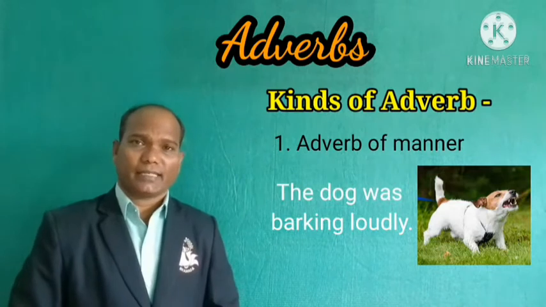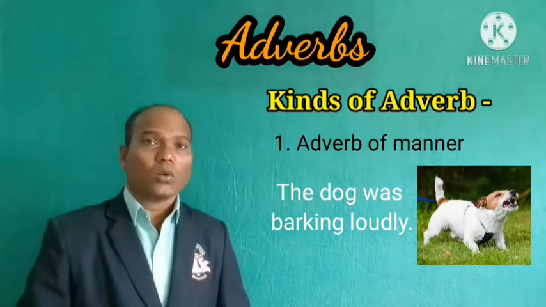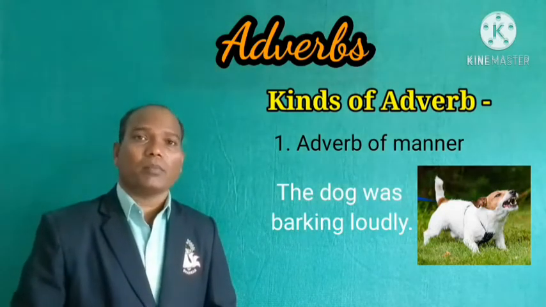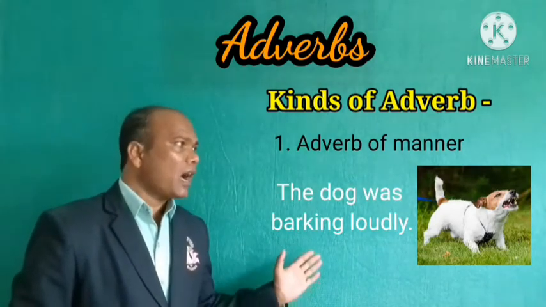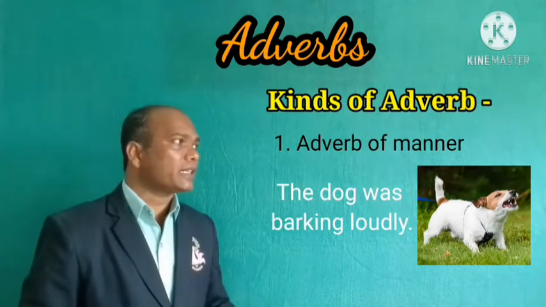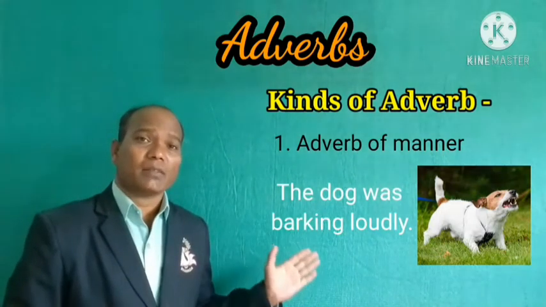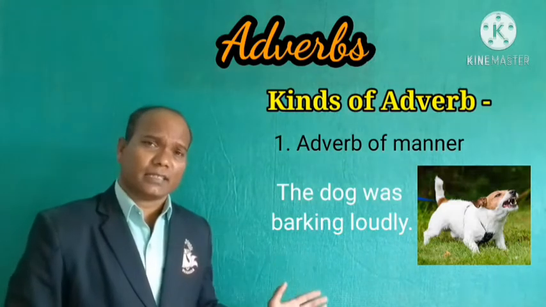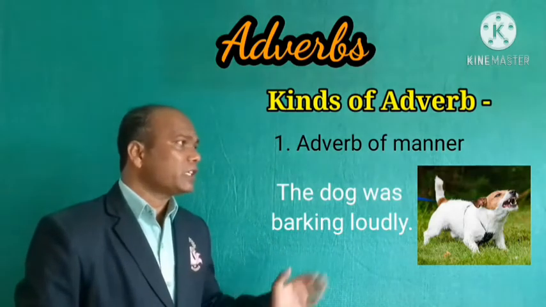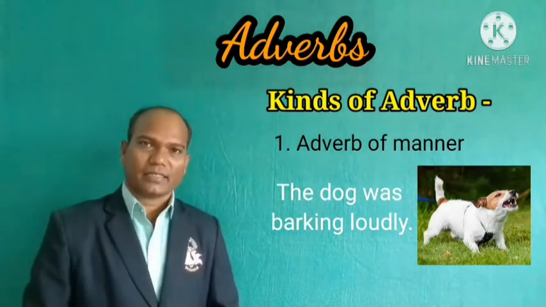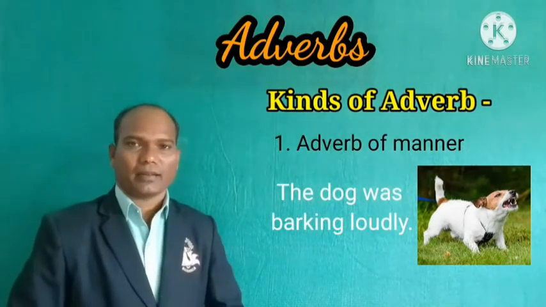Here in this example, barking, it is a verb. Loudly, it is an adverb of manner because it shows us how an action of barking was done by the dog. That's why it is an adverb of manner. It answers the question how. For example, how was the dog barking? Answer: loudly. That's why it is an adverb of manner.